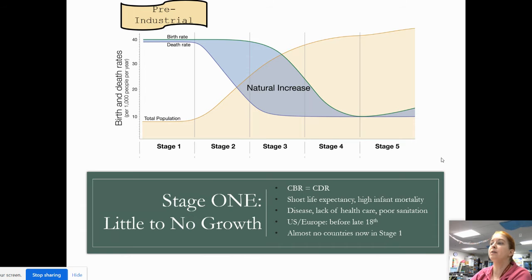So let's go a little bit more into detail. Here we have, once again, ignore the stage 5. The pre-industrial stage has little to no growth in the population. The crude birth rate equals the crude death rate. You have a fairly short life expectancy, high infant mortality, lots of disease, lack of health care, and poor sanitation. This was the US and Europe before the late 18th century. Very few countries now are in stage 1 because we've moved past that. It is kind of in the past or in very remote areas now.